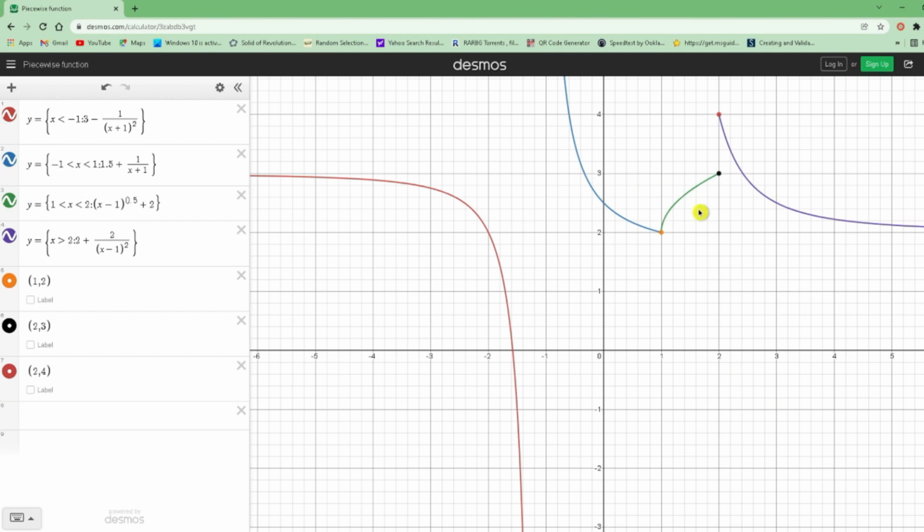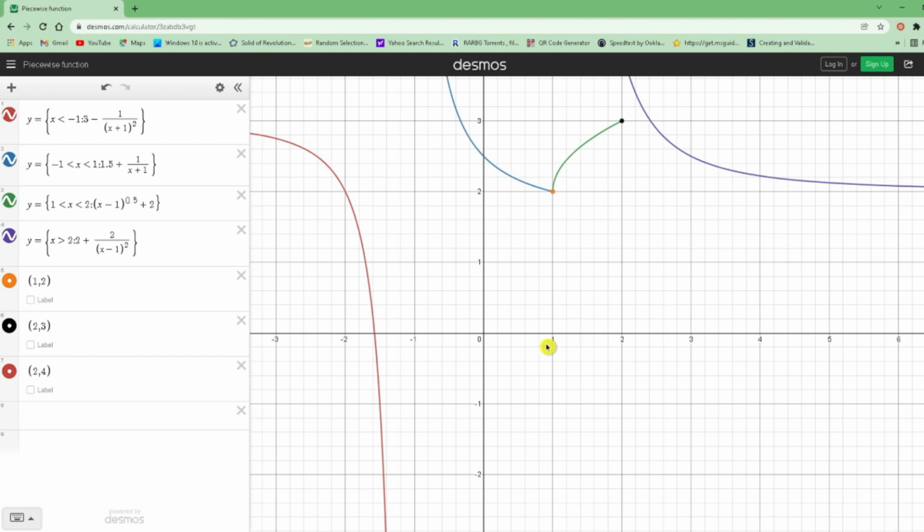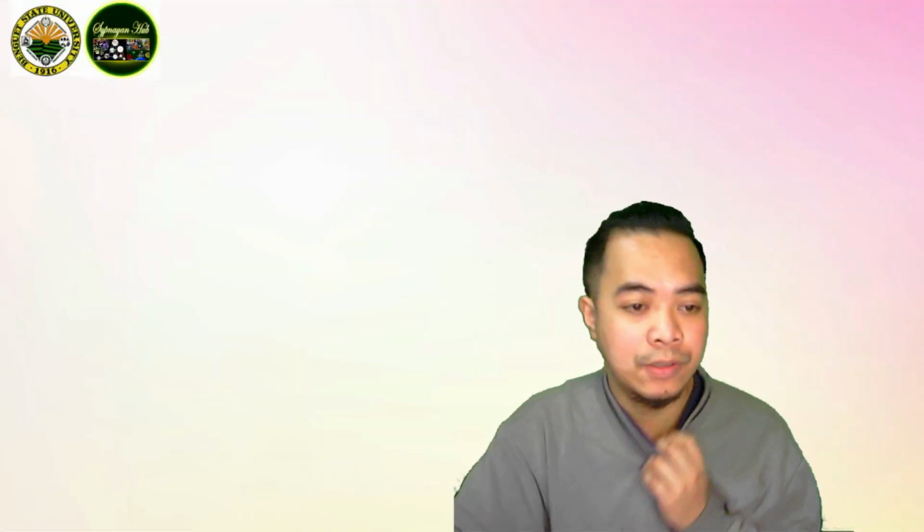But the point here is there are 4 graphs because there are 4 pieces. And depending on which interval is that graph located, dun lang natin makikita yung graph. So hindi tayo makakakita ng green na graph somewhere here because the green graph is corresponding to the third piece and that graph should be only between 1 at saka 2. So this is the graph of a piecewise function. Are there any questions?